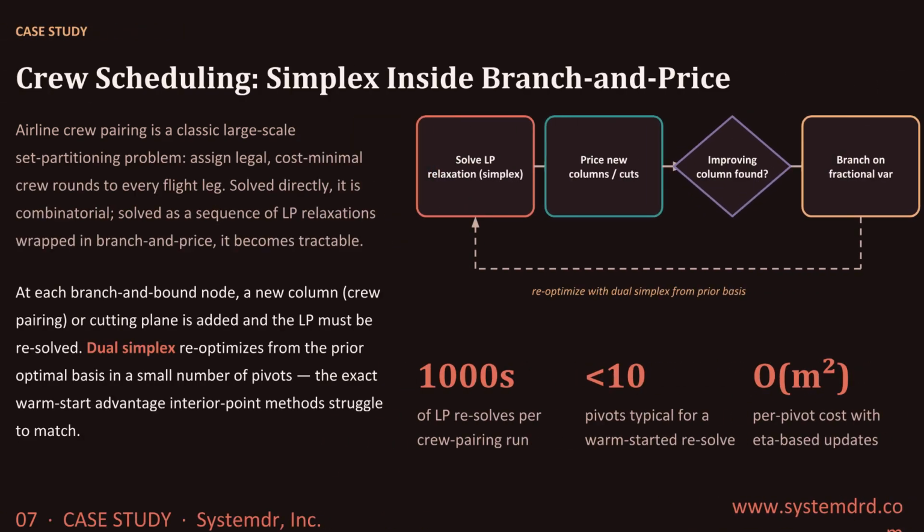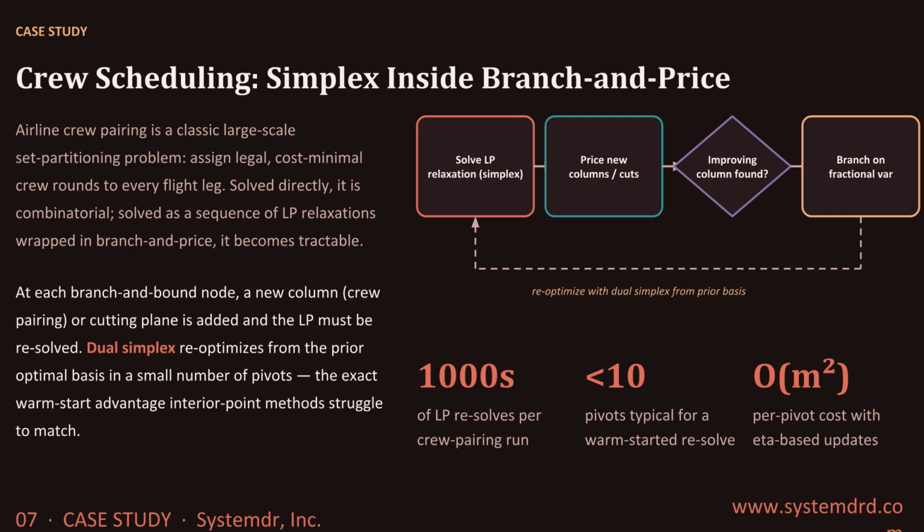Let's ground all of this in a real production pattern: airline crew scheduling. Crew pairing is a classic large-scale set partitioning problem. Assign legal, cost-minimal crew rounds to cover every single flight leg. Solved directly, it's combinatorially intractable. But solved as a sequence of LP relaxations wrapped in branch and price, it becomes tractable. Here's the loop on screen.